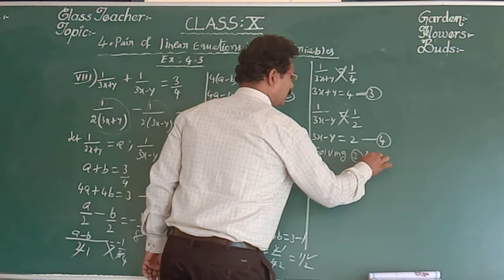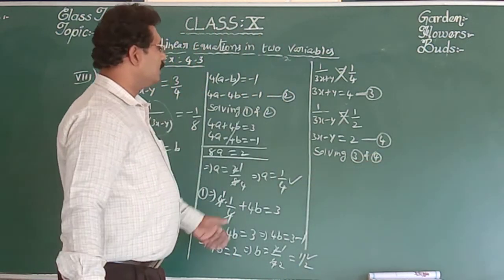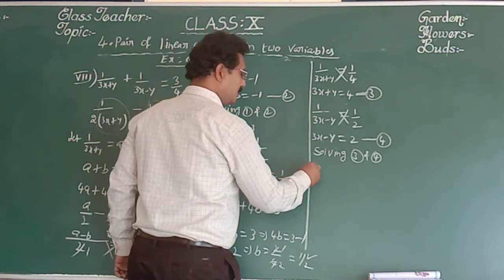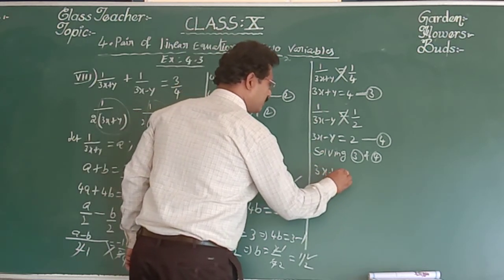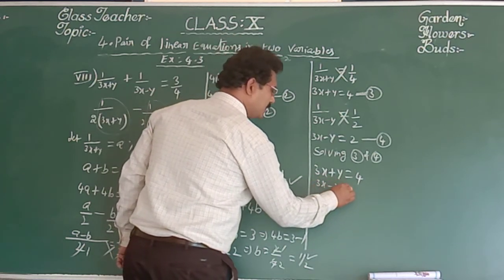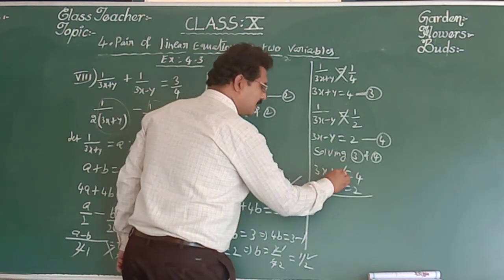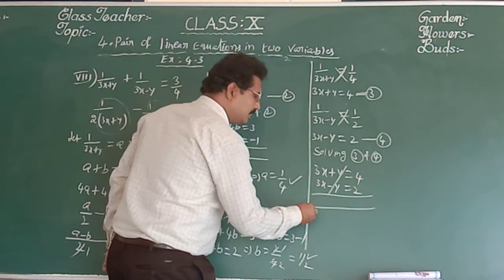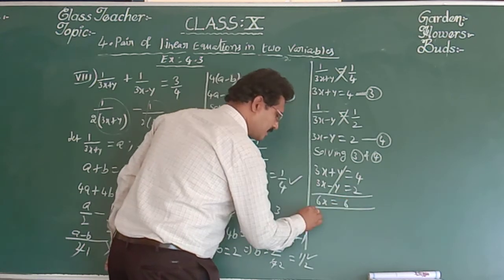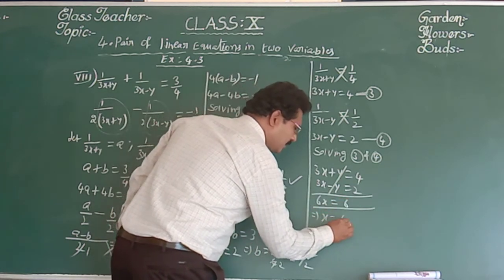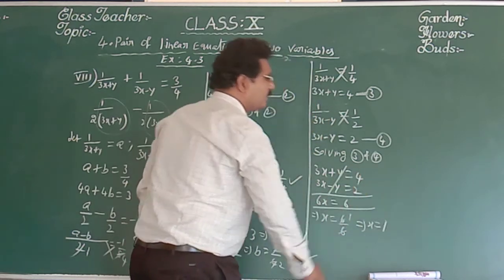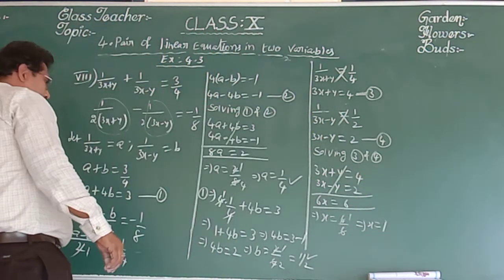Now again solving 3 and 4, no need to multiply with a constant directly. Why? Because the x coefficient is the same and the y coefficient is the same. So 3x plus y is equal to 4, and 3x minus y is equal to 2. Add: plus y and minus y get cancelled. 3x plus 3x, 6x is equal to 4 plus 2, 6. That implies x is equal to 6 by 6, so x is equal to 1.